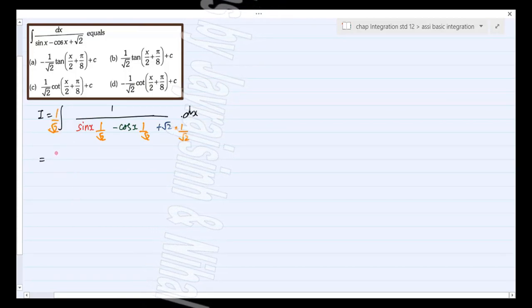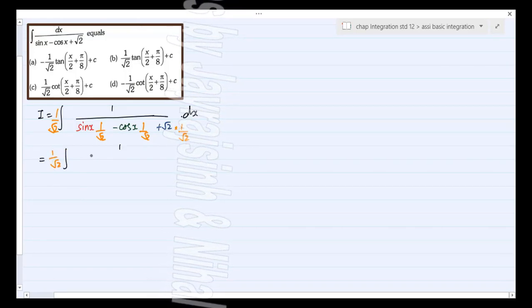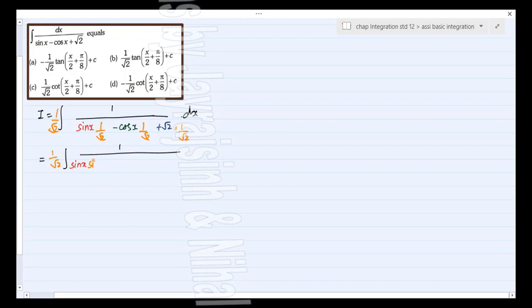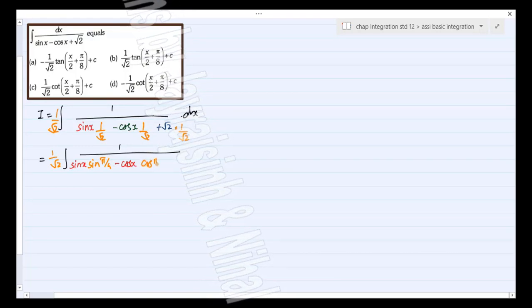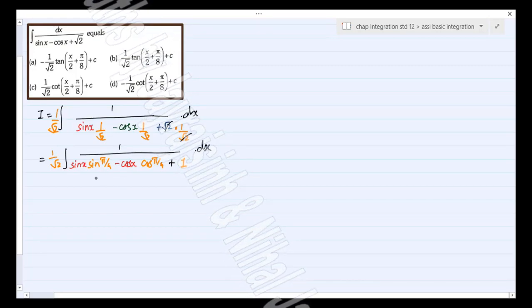Now let's simplify. This 1 upon root 2 will be as it is. 1 upon this sin x will be as it is. Instead of 1 upon root 2, we will write down sin pi by 4, minus cos x will be as it is. Instead of 1 upon root 2, we will write down cos pi by 4. And in the last term, root 2 will cancel out. We will get 1 dx.